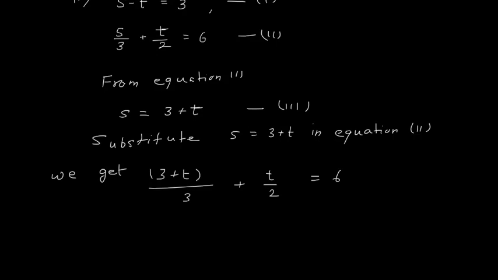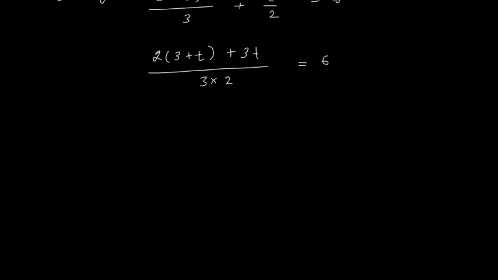Now I have only one variable, one equation, we can solve. So let us cross multiply. So 2 into (3 plus t) plus 3 into t, whole divided by 3 into 2, is equal to 6. So here we open the bracket: 2 3s are 6 plus 2t plus 3t, whole divided by 3 2s are 6, is equal to 6.